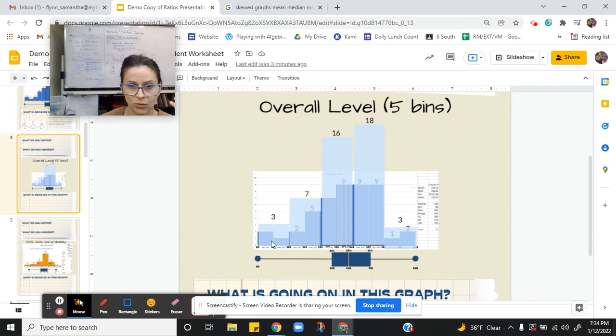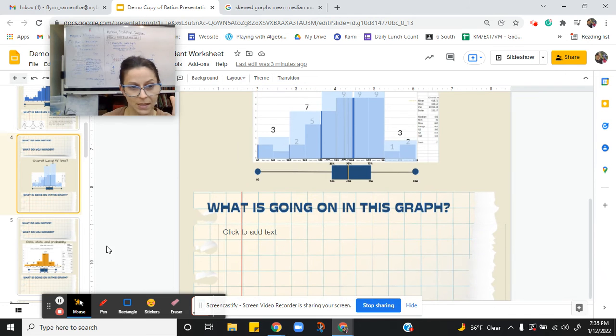These two would be clumped together. So 2 + 1 is 3. So the width of the bin is deceiving. That's not what's really changing the frequency counts. The frequency counts are going up. But I'm going to skip that one.